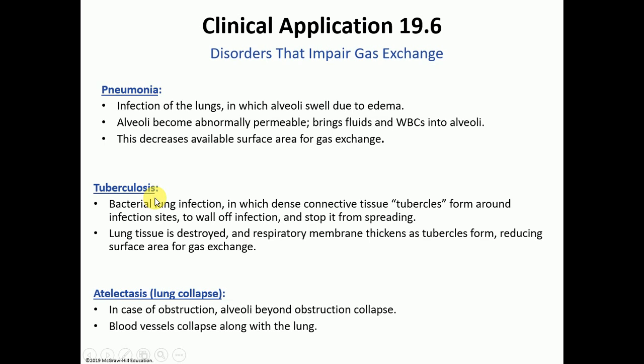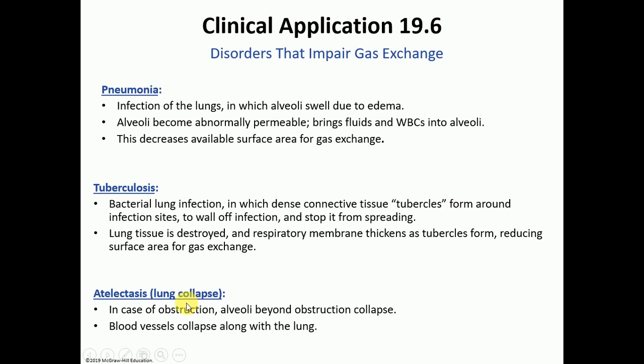Tuberculosis is a bacterial lung infection, where there are lots of different little tubercles that are basically connective tissue scattered throughout the lung tissue. In order for the body to control the formation of tubercles, it surrounds them with a fibrous wall. That fibrous wall leads to destruction of the lung tissue, and again, thickening of the respiratory membrane.